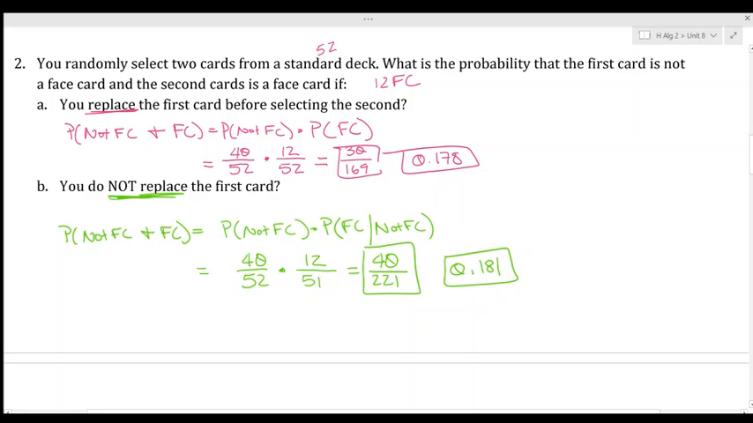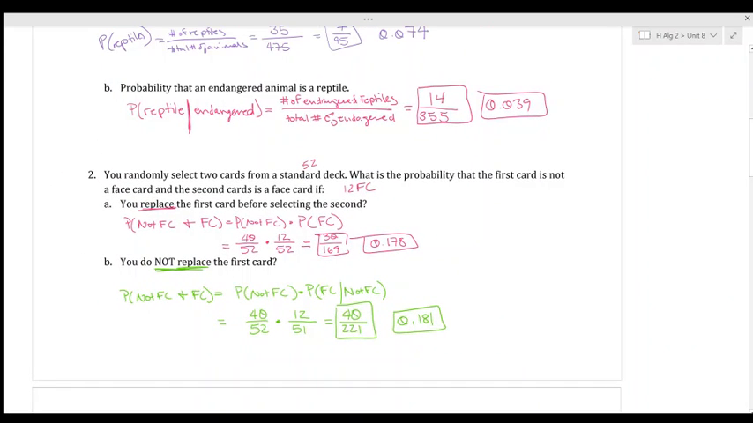So in both of these examples, 1 and 2, A was an independent probability and B was a dependent probability. There's a factor that was important in order for us to find our answer.